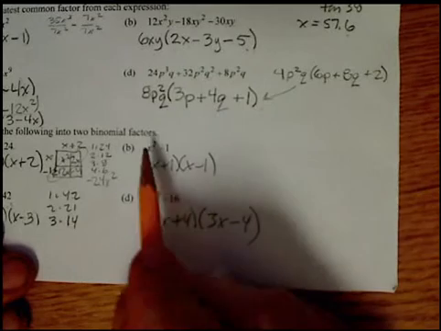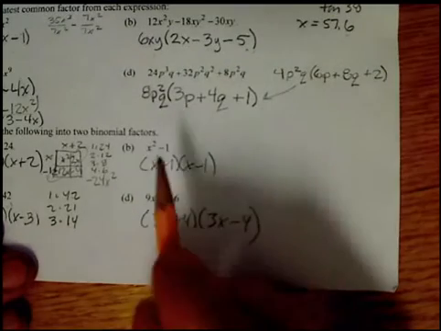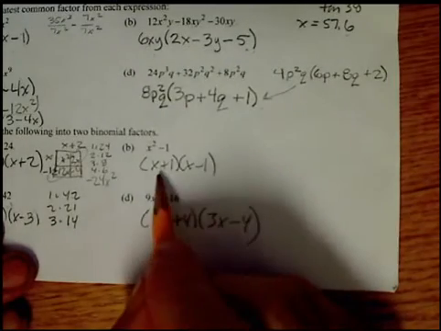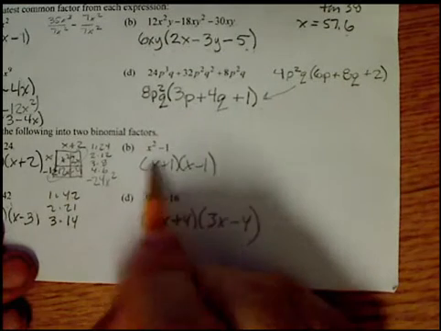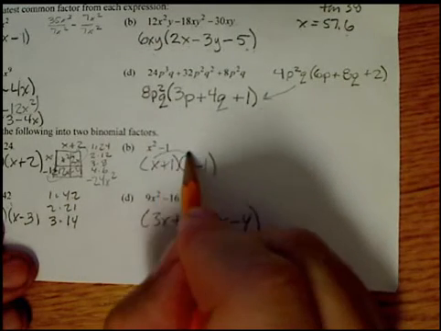For this type where you have one square minus another square, these are the easier ones. What happens is, and you can kind of check what occurs, this is going to factor x plus 1, x minus 1. If I multiply this out, you can check by multiplying.